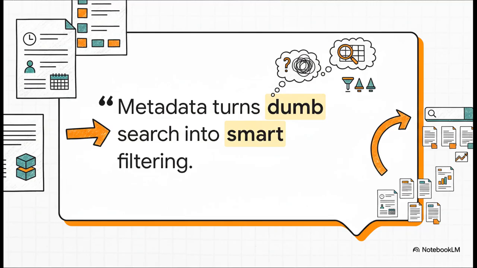This quote right here, it just nails it. We're talking about moving beyond basic keyword matching. It's all about using the data about your data, who wrote it, when it was published, what project it's for, to give your AI the context it needs to deliver incredibly precise results.